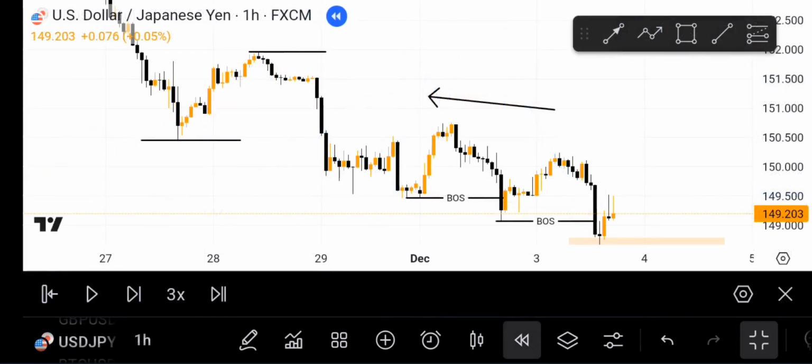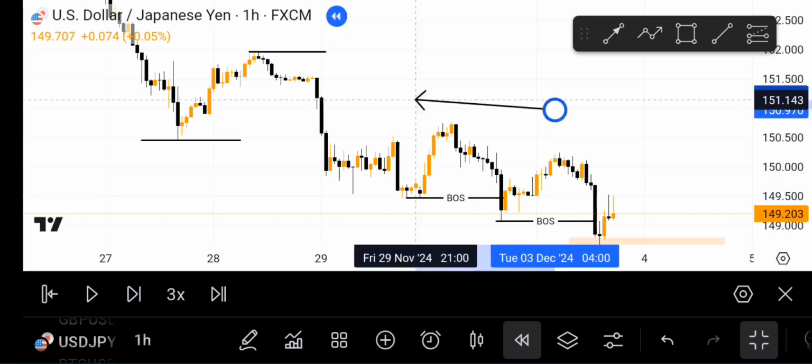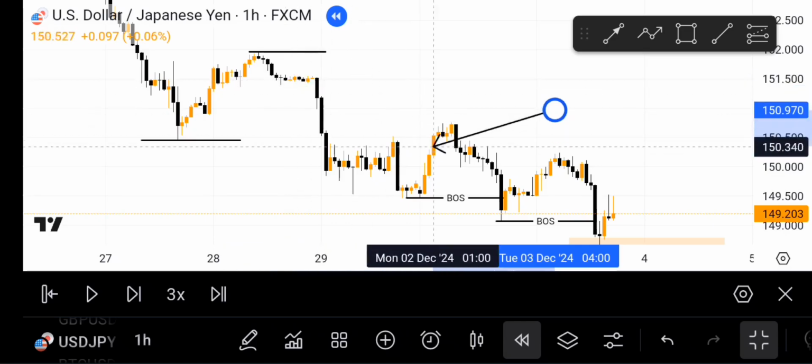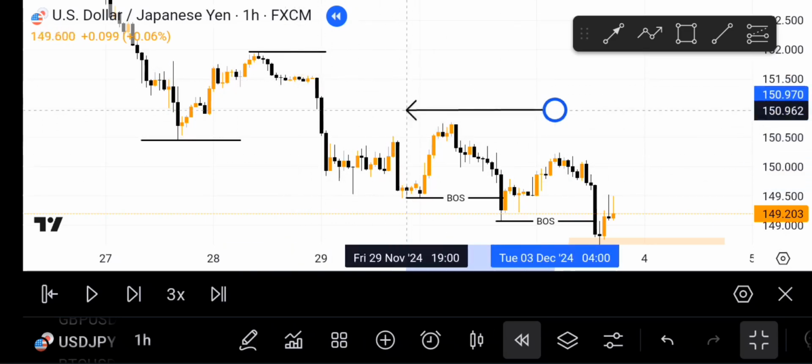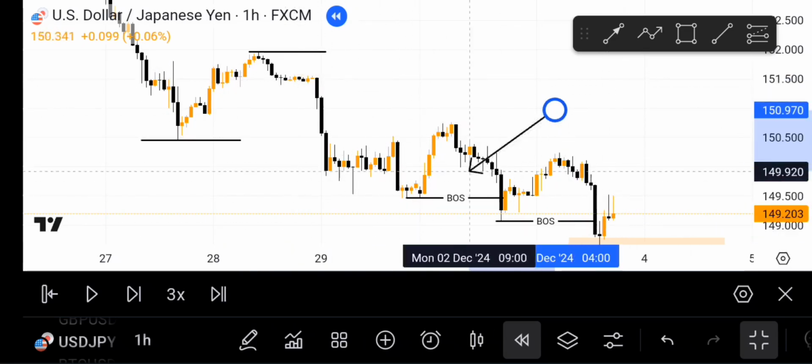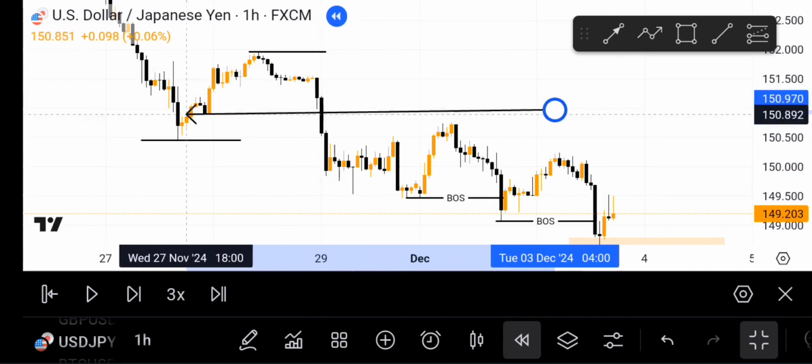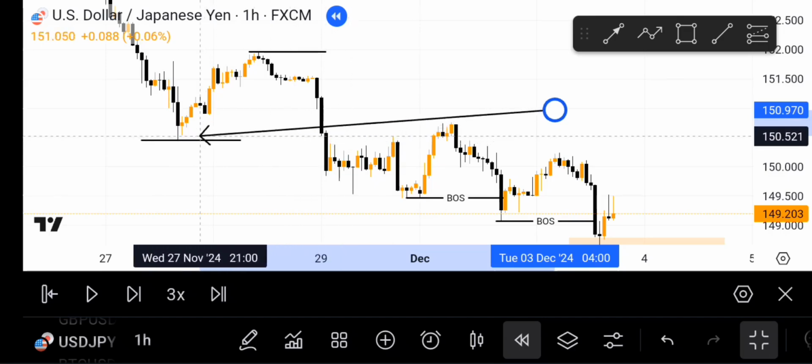Okay guys, now let's look at a chart example using USD JPY on the 1 hour time frame, and please pay full attention to detail. With that being said, you can see that the market was in a downtrend beautifully from this point all the way to this low. So now this was our highest point and this was our lowest point, and we had a break of structure around just here.